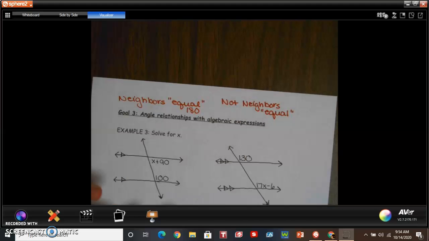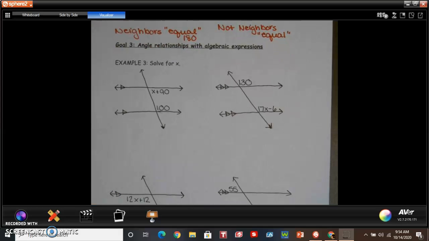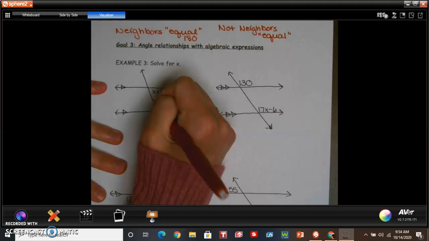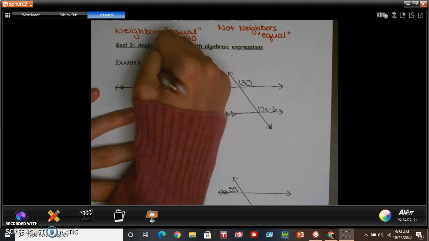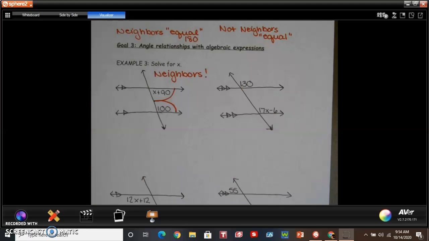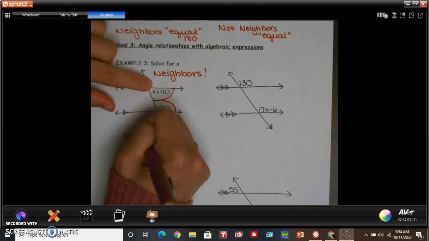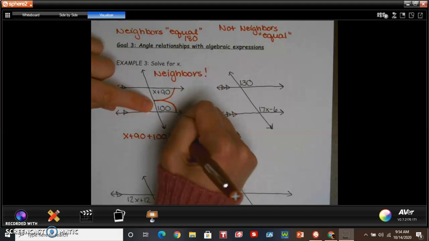So let's go ahead and practice that here with example 3, solving for x. So this time we're still doing the same rules, but we're going to have to solve for x. We're going to have to throw some algebra in there. So here's what we know. We know x plus 90, and we know 100. So my question is, are they neighbors or not neighbors? Well, they're right next door to each other, so they're definitely neighbors. And remember, if they're neighbors, they equal 180. So we would take our two angles, x plus 90 plus 100, and set it equal to 180.